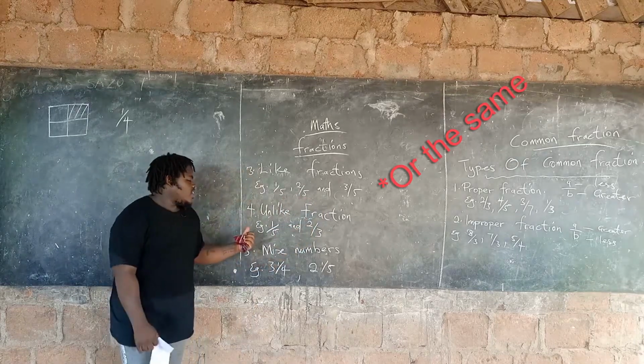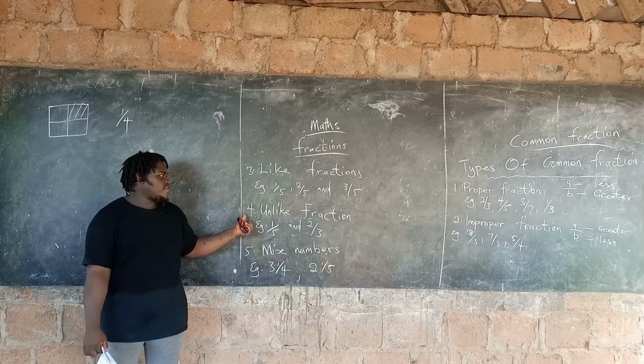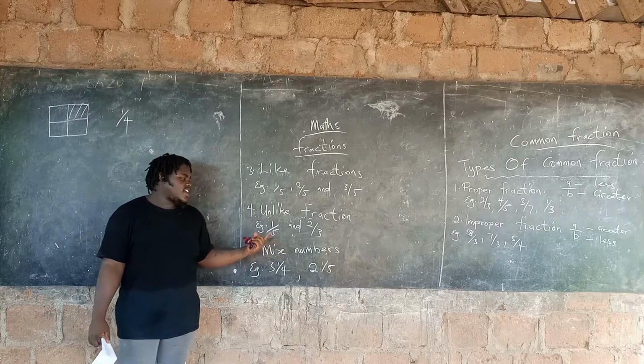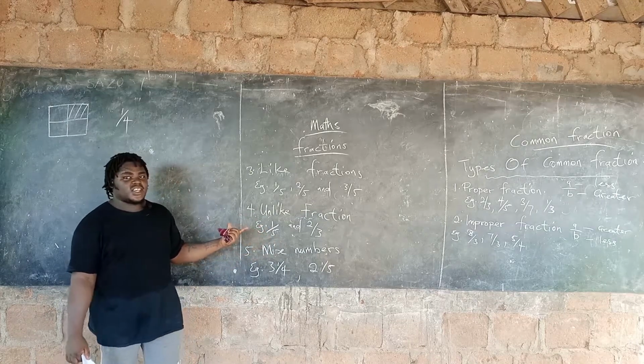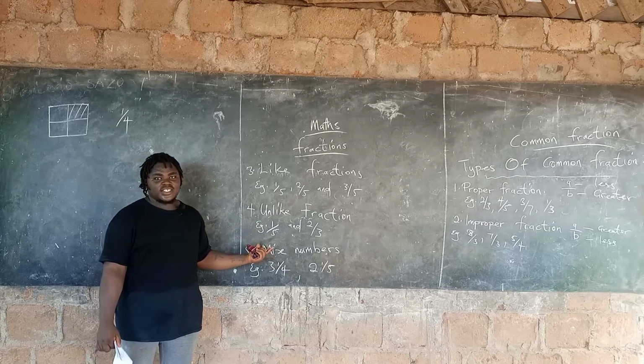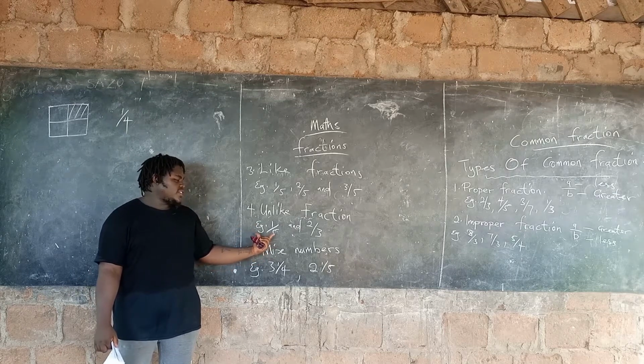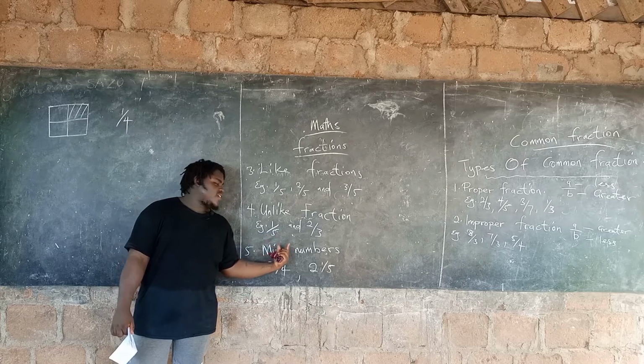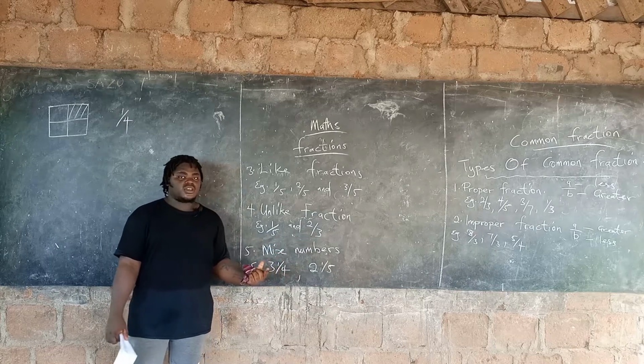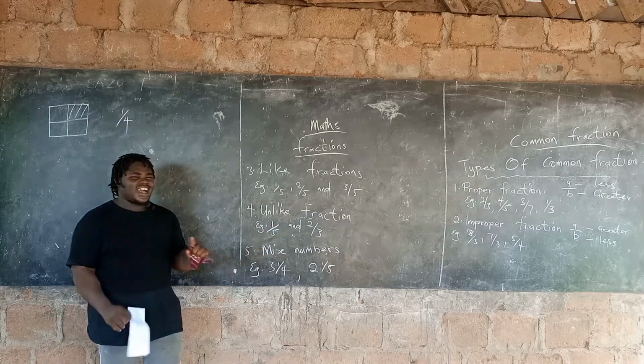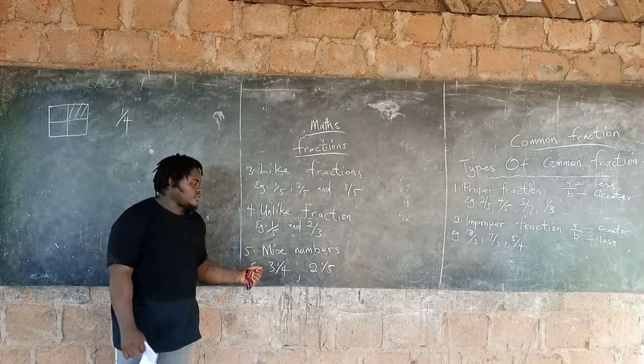Good. So the fourth one is unlike fractions. Unlike fractions are fractions which have different denominators. There is an example here. We are having 1 over 5 and 2 over 3. So these two fractions are unlike fractions.